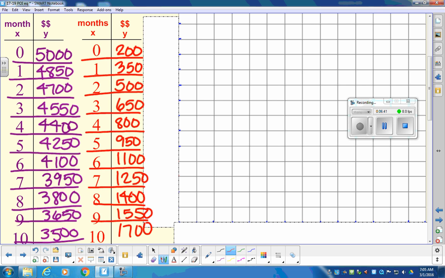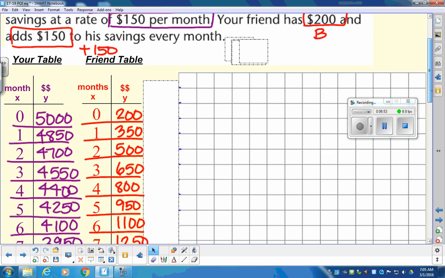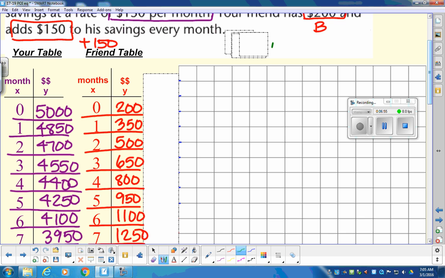Bummer is I'm not seeing a POI where the two people, you and your friend, have the same amount of money at the same amount of time. So let's go ahead and graph it and see if we can see on the graph when that happens. So we're talking about a bank account. We would need to get a title up here. So go ahead and say bank account.